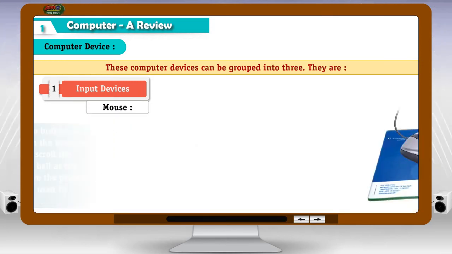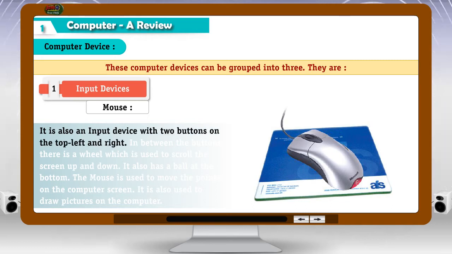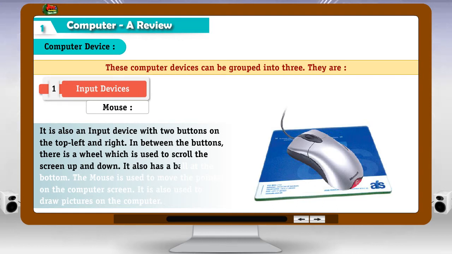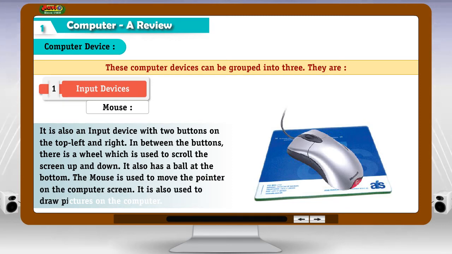Mouse. It is also an input device with two buttons on the top, left and right. In between the buttons, there is a wheel which is used to scroll the screen up and down. It also has a ball at the bottom. The mouse is used to move the pointer on the computer screen. It is also used to draw pictures on the computer.